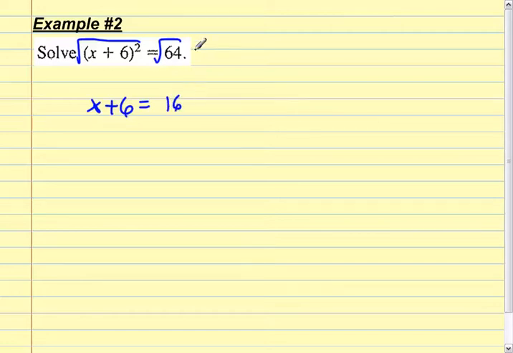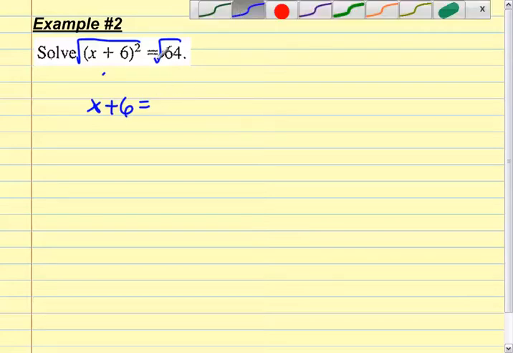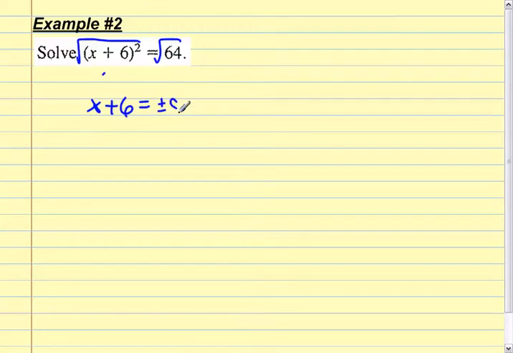16,000? Wait, what? Oh. Do you see what I'm doing? I took the square root of this, and I tried to square that. Oh, you know, when I'm not at my board, I just lose sight of what I'm doing. Square root of 64 is positive or negative 8, guys. Thank you for catching me. I bet you were going, what is he doing?